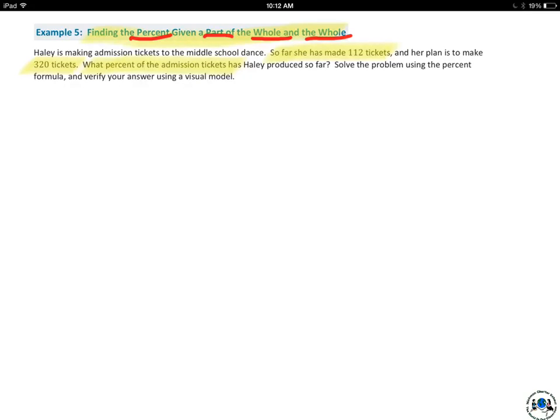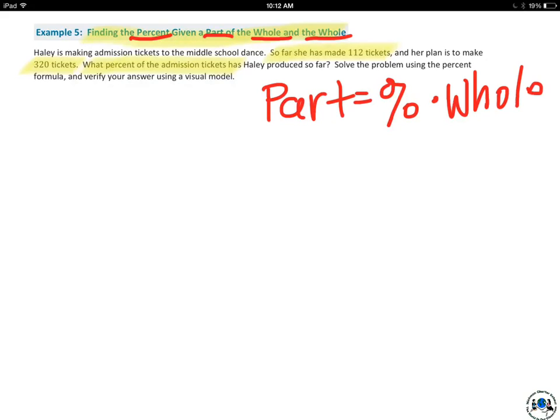Okay, so let's go ahead and look at what we have. We have our percent formula, which is part equals percentage times whole. All right, that's our percent formula. If we're going to fill this in right now, we have the part, because that's the so far part. She has 112 already made. We don't have the percentage.